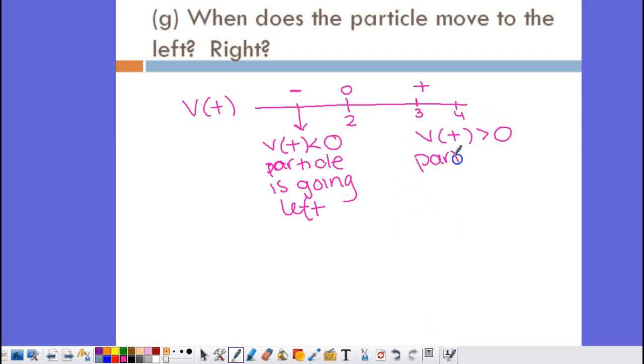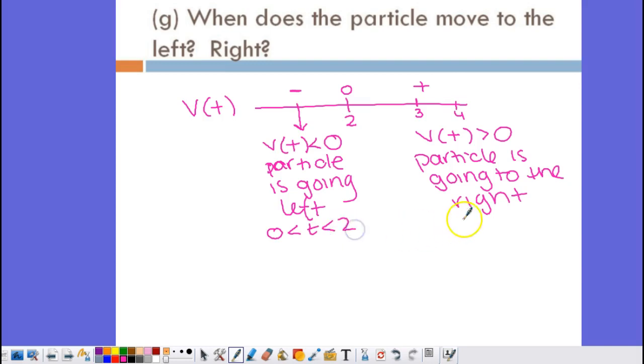Therefore, the particle is going to the left from 0 to 2. It's going to the right from 2 to infinity, essentially, because we don't have an endpoint for this.